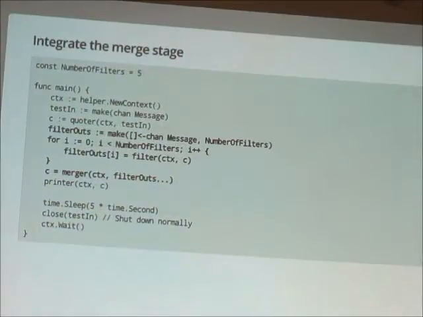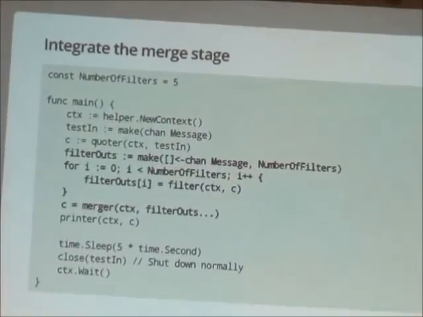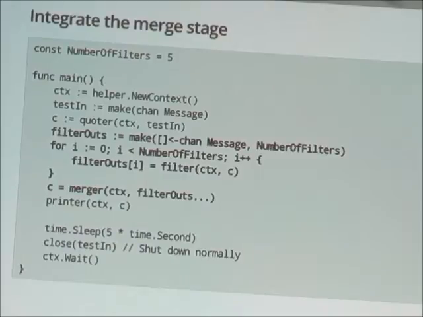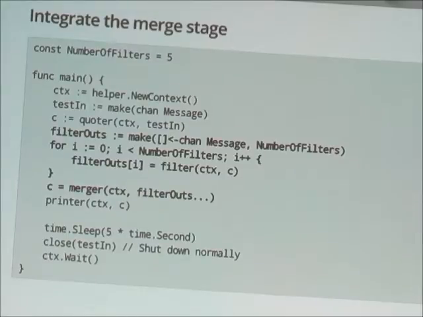So then, if we want to use this, the main routine actually doesn't change that much. We have a constant defining the number of filters we want. So we have to make our slice of output channels. We're creating the multiple instances of the filter stage, and then we're merging those outputs together and then passing those into the printer stage. So it's really quite an isolated change to actually do this, which is nice.